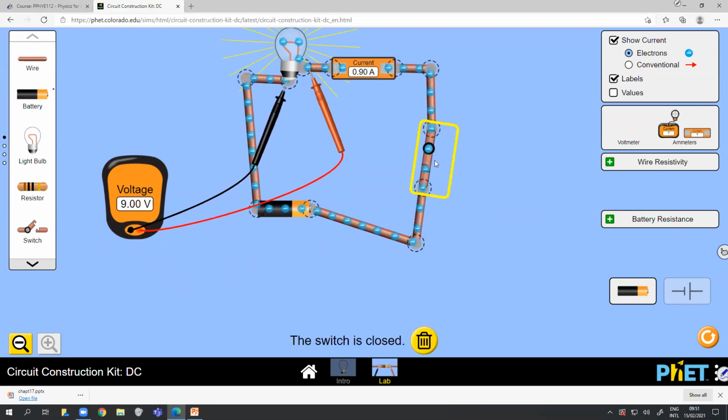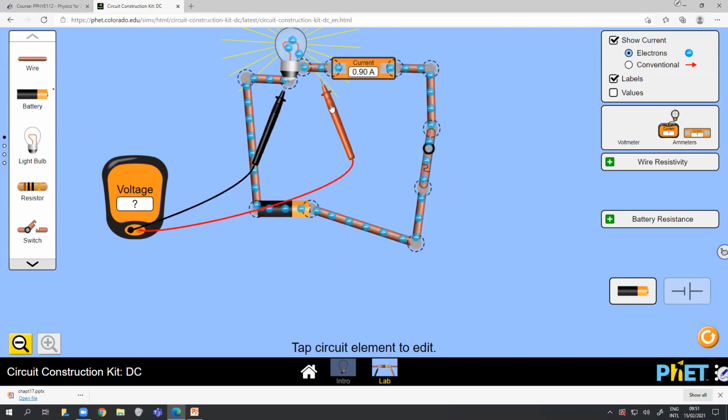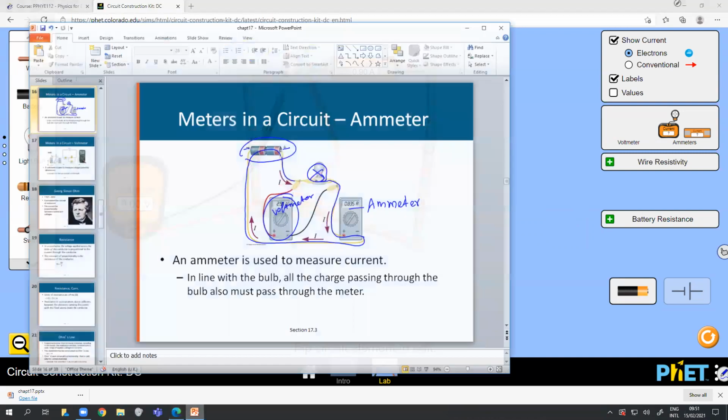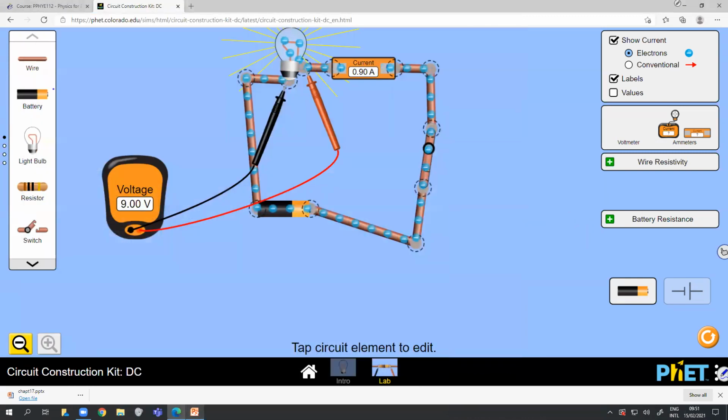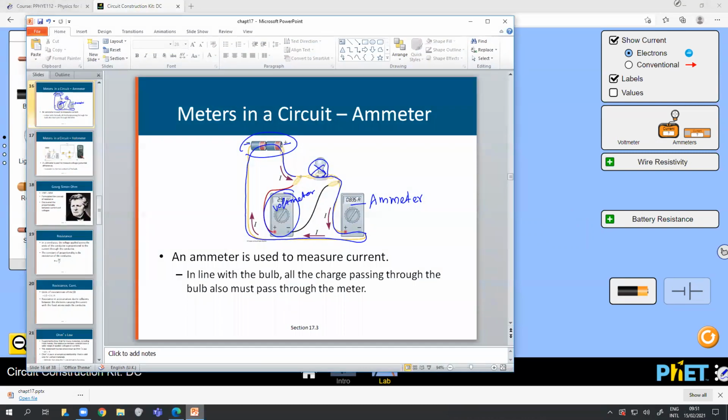Turn the switch on. Okay, it is 9 volt. Because all the voltage from the battery appears across the bulb, because it's not dropped through anything else. Maybe let me add a resistance. No, in this slide there is no resistance. Okay, so we just showed that.